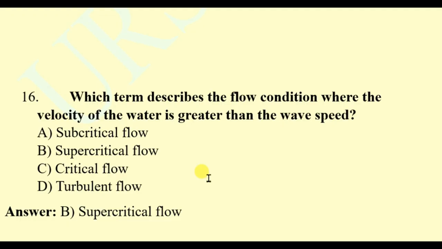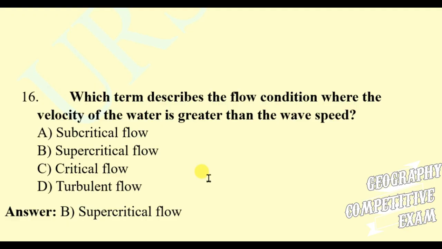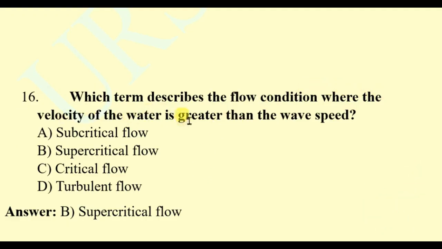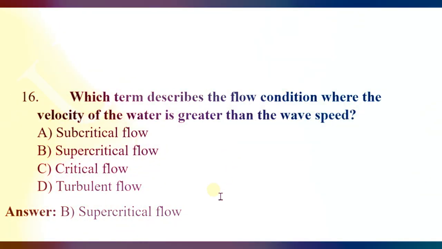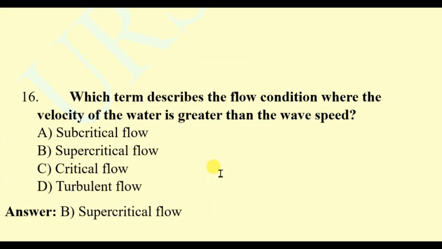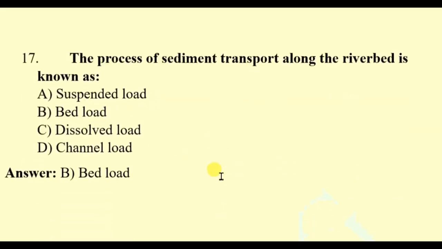Subcritical flow, supercritical flow, critical flow, turbulent flow. Here the correct answer will be supercritical flow. Supercritical flow occurs where the velocity of the water is greater than the wave speed. Then turbulence can occur. Supercritical flow.